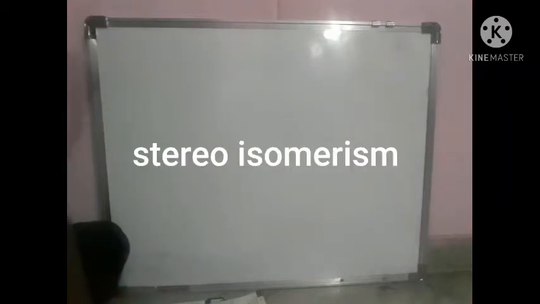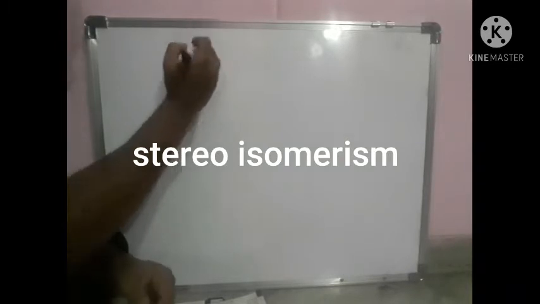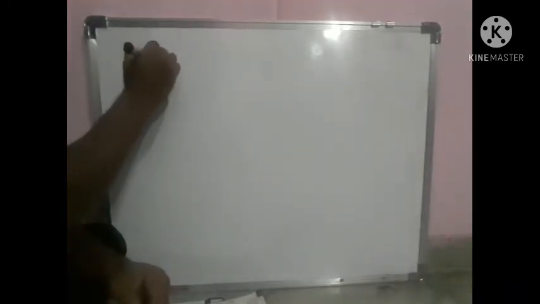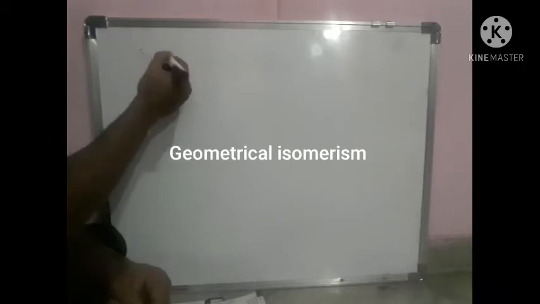Now the next type of isomerism is stereoisomerism. This stereoisomerism is again divided into two types. First one is geometrical isomerism, and the next one is optical isomerism.